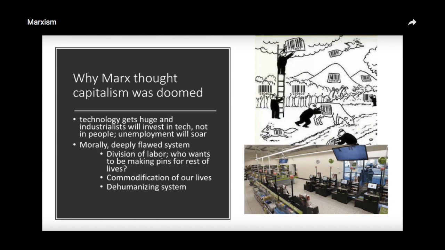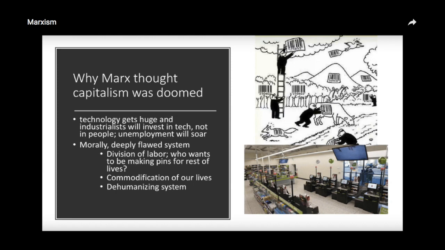Technology gets huge, and industrialists will invest. So one of the critiques of Marxism, or why Marx thought capitalism was doomed, was that technology gets huge, and industrialists will invest in tech instead of people. We see that with automation today. If you go to Walmart, for instance, you'll see that there's a lot of self-checkout lines instead of people. From a Marxist perspective, it's cheaper to just create machines that do the checkout for you. But Marx says that if every individual company were to do this, then suddenly you have everybody out of work, and that's not a sustainable solution.